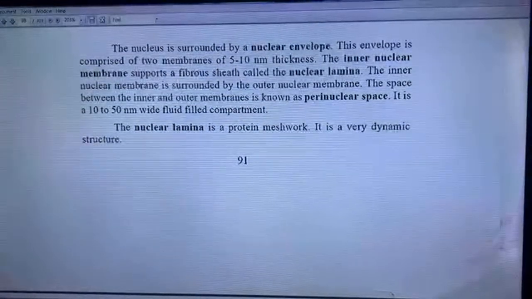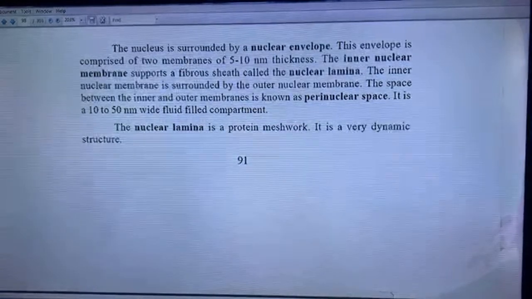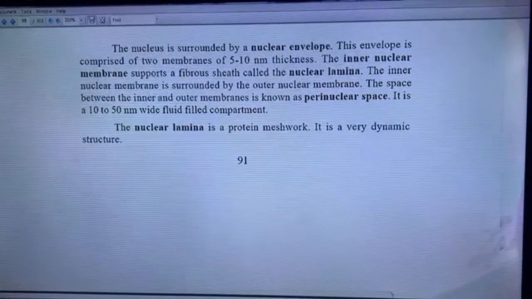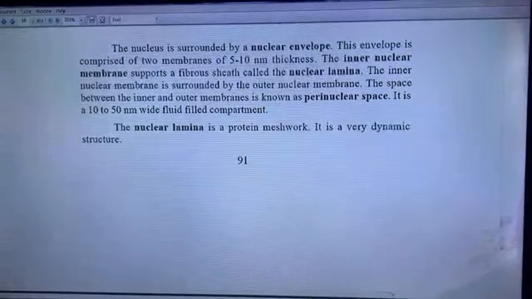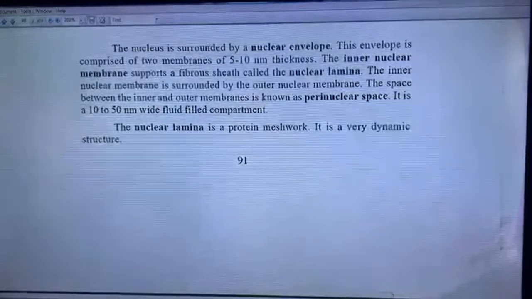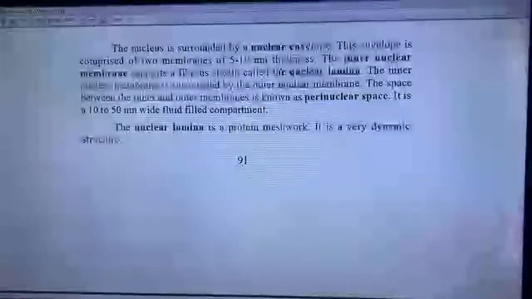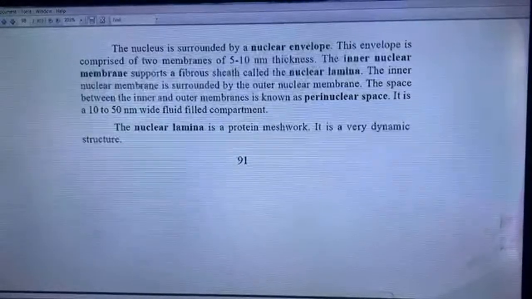The inner nuclear membrane supports a fibrous sheath called nuclear lamina. The inner nuclear membrane is surrounded by the outer nuclear membrane. The space between the inner and outer membrane is known as perinuclear space. It is a 10 to 50 nanometer wide fluid-filled compartment. The nuclear lamina is a protein meshwork. It has a very dynamic structure.